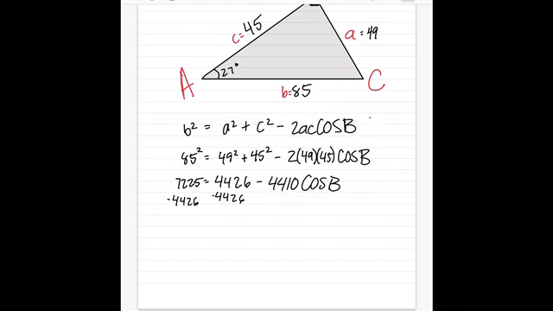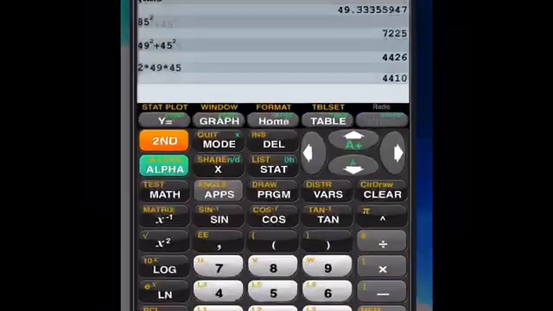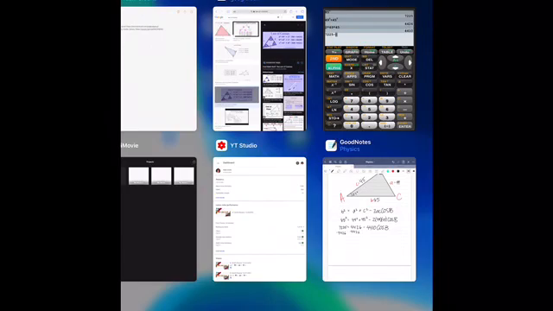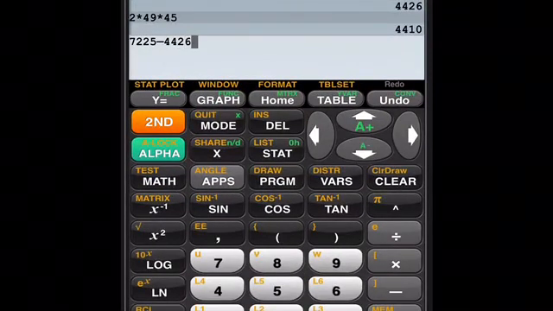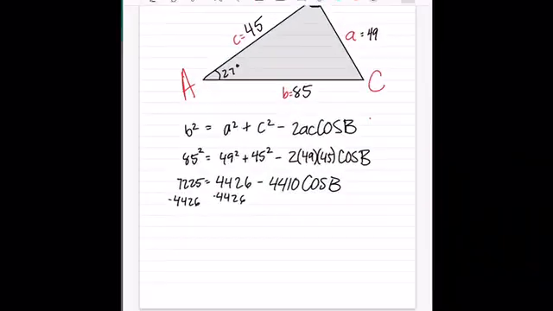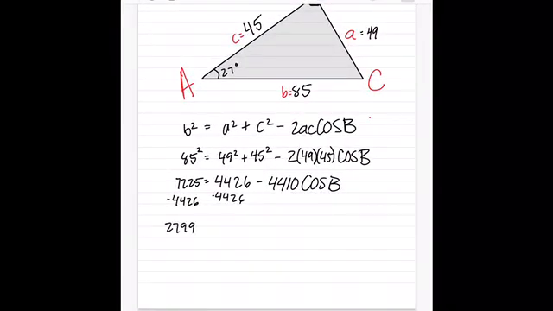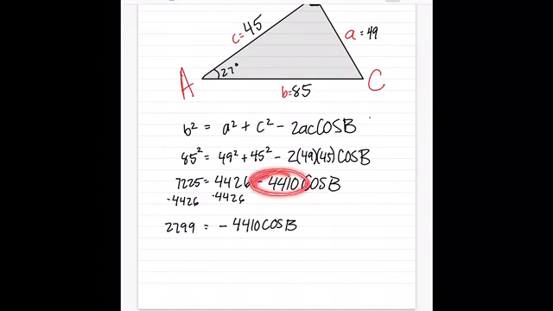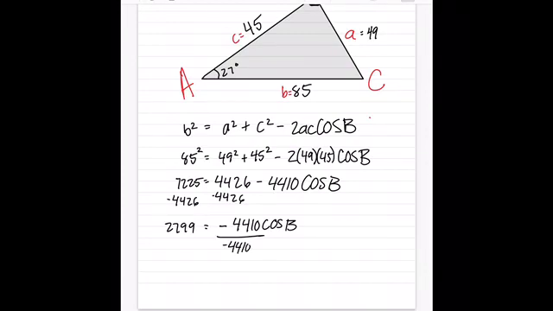7225 minus 4426 gives you 2799. So 2799 is equal to negative 4410 cosine of B. Make sure you pay attention to this. That is a subtraction sign, but that's attached to that 4410. You've got to keep it there. Now, I'm going to divide both sides by that negative 4410.